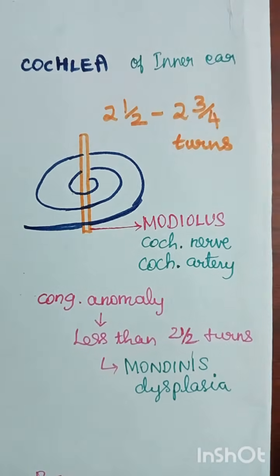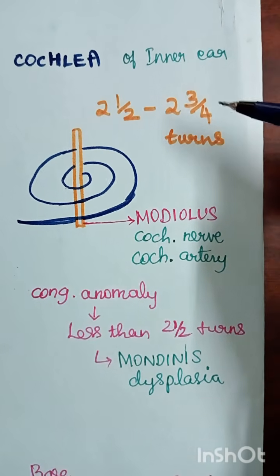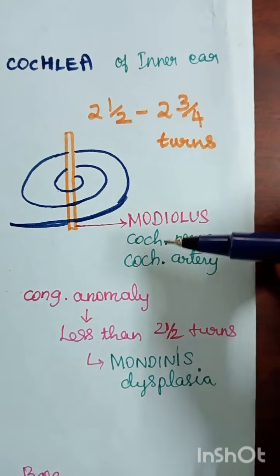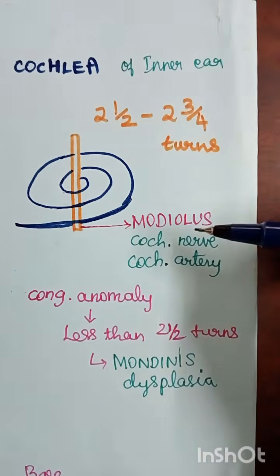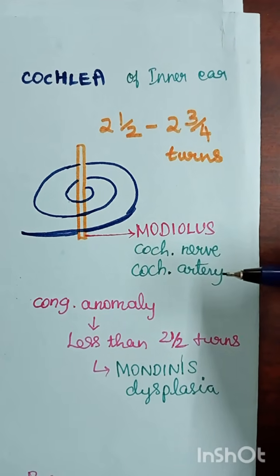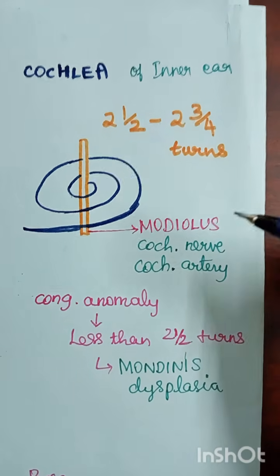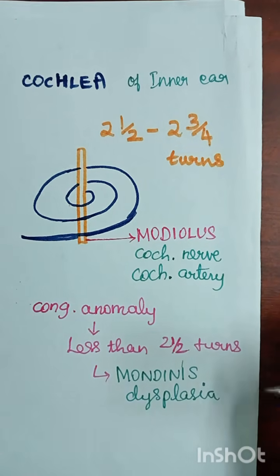And a quick note about the cochlea of the inner ear. Normally the cochlea takes about 2.5 to 2 3/4 turns around a central structure called the modiolus, and in this central structure, modiolus, two structures pass, that is the cochlear nerve and cochlear artery. If there is a congenital anomaly of less than 2.5 turns, it is known as Mondini's dysplasia.